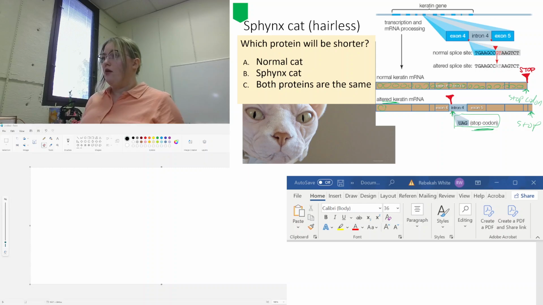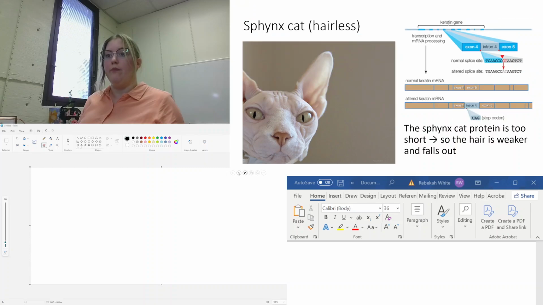So in our altered mRNA, our ribosome is going to read, it's going to get to this stop codon, and it doesn't just skip a stop codon. That stops the process entirely. So our protein from the altered keratin is shorter than our protein from the normal keratin. The protein is shorter in our Sphynx cat because our Sphynx cat has the altered keratin mRNA.